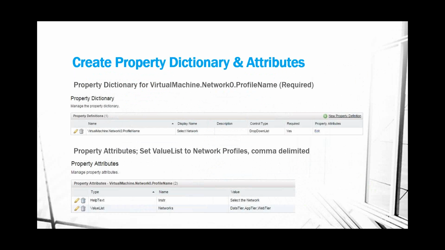So again, we're going to choose the drop-down list control type. This again prevents the user from entering an arbitrary value and requires that they select only from one of those that we provide. We can select the items on that list. You can see it out here in the property attributes. We set the value list to data tier, app tier, web tier, and those become the 3 items that are available to the user. Again, if I have more networks or network profiles, and I've added those to the reservation for the user, I simply add those into the value list for this property dictionary.